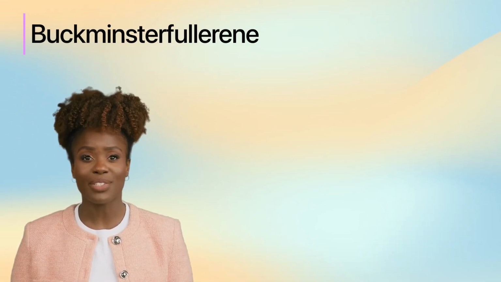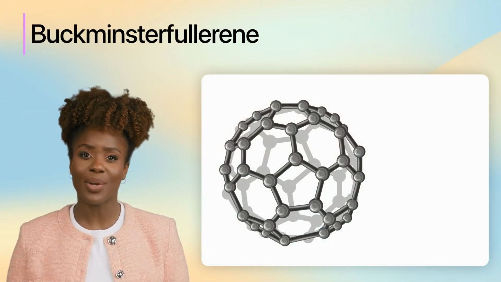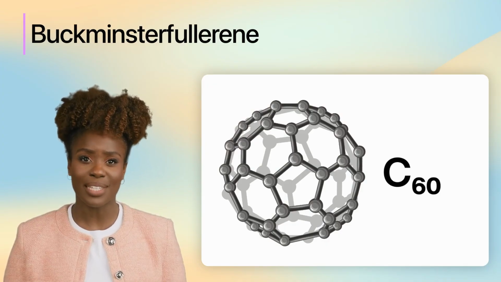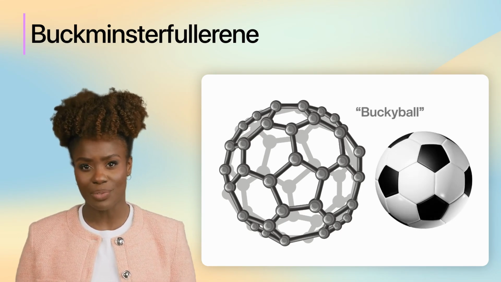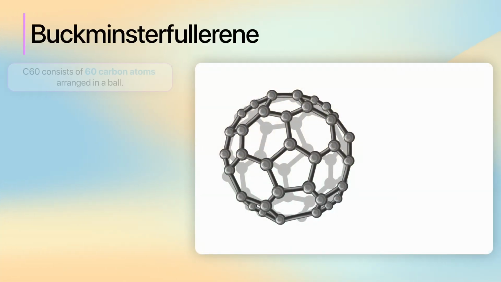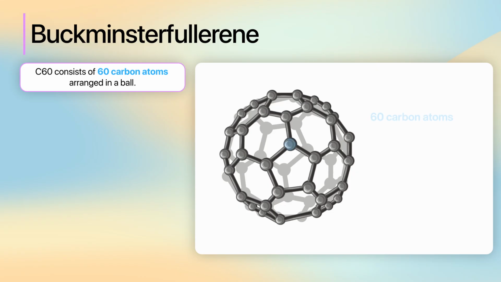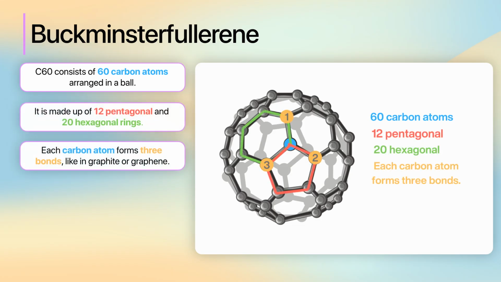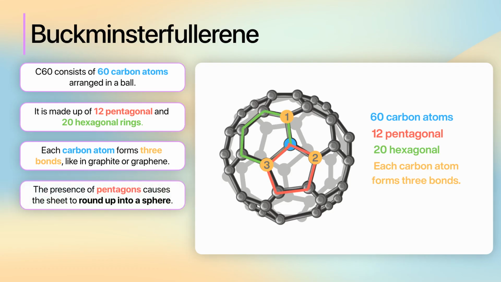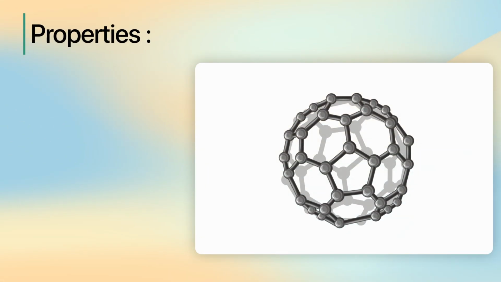An excellent example of such a structure is Buckminsterfullerene, or C60, the first fullerene to be discovered. It's commonly referred to as a buckyball, as it looks quite similar to a football. Buckminsterfullerene, C60, consists of 60 carbon atoms arranged in a ball, with 12 pentagonal and 20 hexagonal rings. Each carbon atom in C60 forms 3 bonds, just like in graphite or graphene, but the presence of pentagons causes the sheet to round up into a sphere.